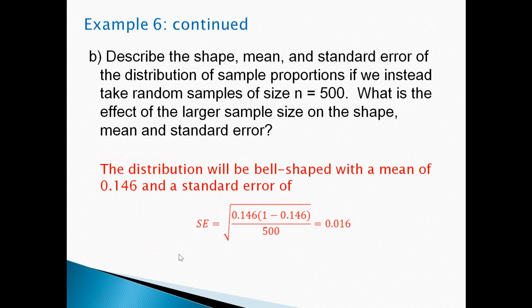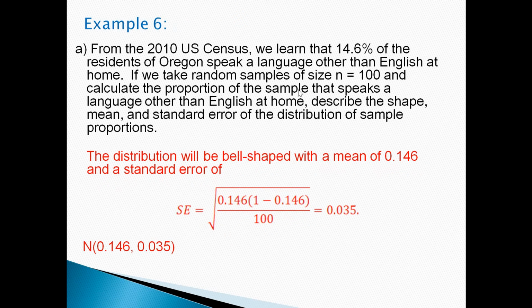Part B: describe the shape, the mean, and the standard error of the distribution of a sample proportion if we instead take random samples of size 500. So let's see what's going to happen if the size is 500. One more time, n times p is larger than 10, and n times 1 minus p is also larger than 10. So since n is large enough, this would be a normal distribution. The mean of this normal distribution is at p, which is 0.146.